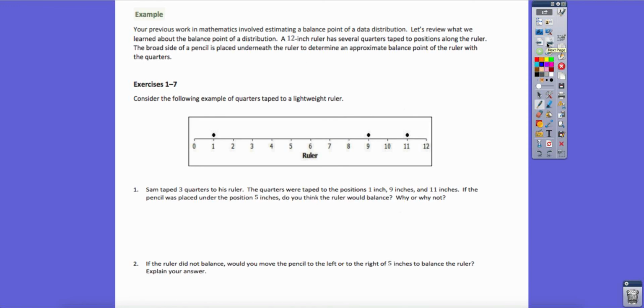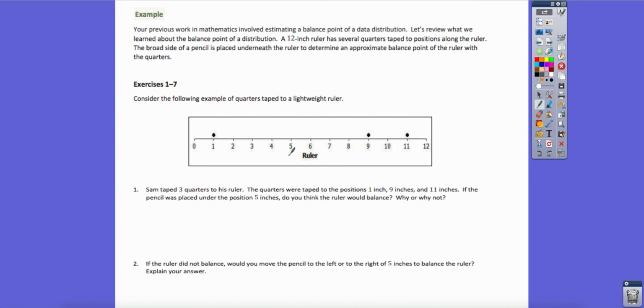From this first example, your previous work has talked about balance point. And so we have talked about center and mean and median and how that's going to work. But here's the scenario. The kid has a ruler. He tapes a quarter on at 11. He tapes a quarter on at 9. He tapes a quarter on at 1. And if the pencil was placed under this ruler and we wanted it to balance, if he put that pencil under at 5 inches, do we think it would balance?